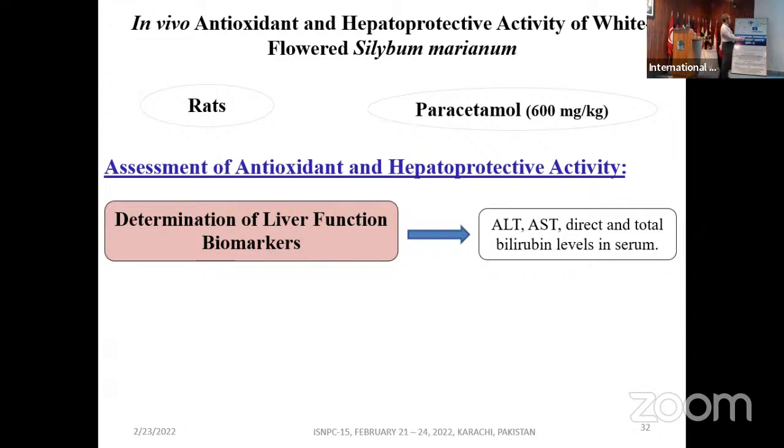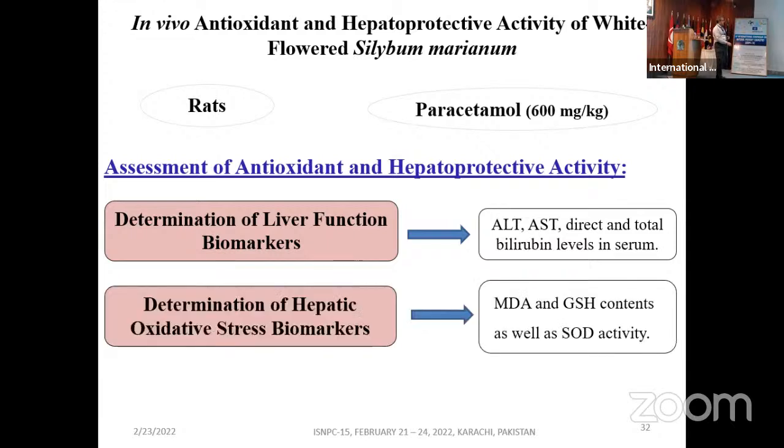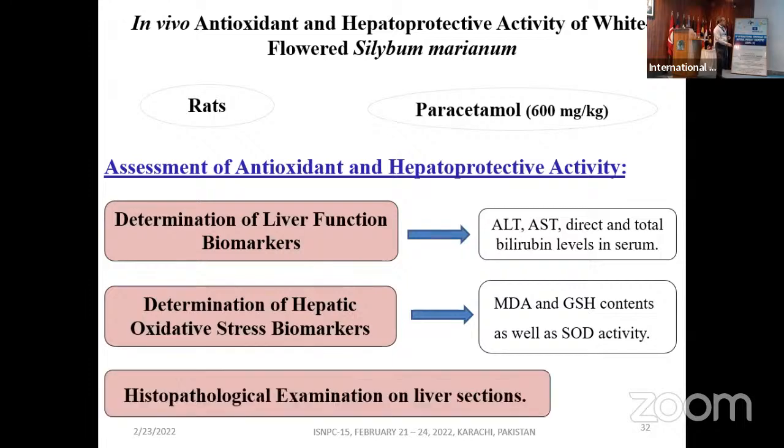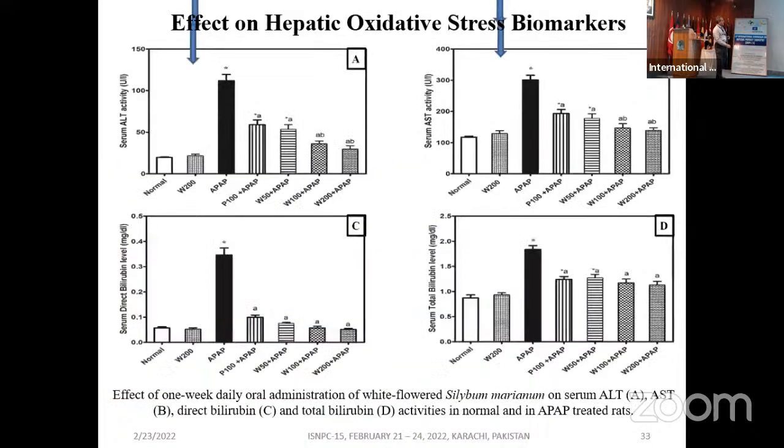We did the experiment on rats with paracetamol using a high dose to induce liver damage, and then we measured the liver function biomarkers and oxidative stress biomarkers, like MDA, glutathione, or superoxide dismutase, and also made some histopathological examination of liver sections. You can find here the white flower extract was almost the same as normal. It doesn't produce any kind of harm to the liver cells, while paracetamol here, the black one, increased the enzymatic functions of the liver, and bilirubin also.